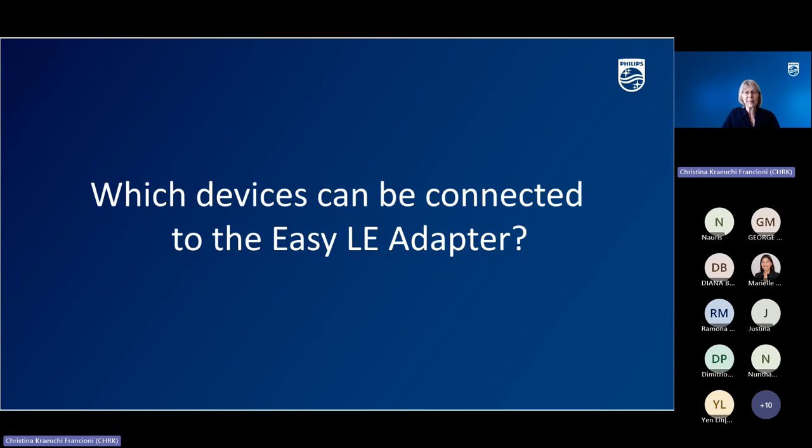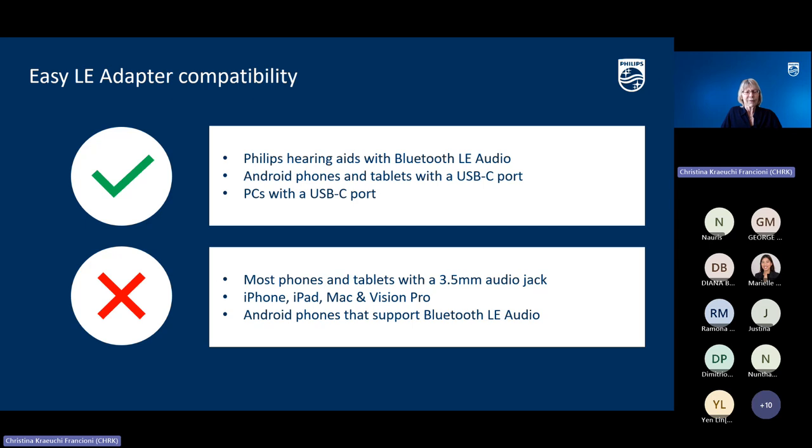Now, which devices can be connected to the EasyLi adapter? We have tested a few devices to make sure that we can recommend devices which really work with the EasyLi adapter. First of all, as we already mentioned, it's meant for Philips hearing aids with Bluetooth LE Audio, which right now is the Philips HearLink 50. It's meant for Android phones and tablets with USB-C port and PCs with USB-C port.